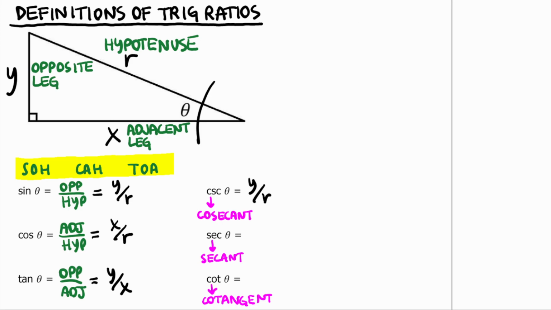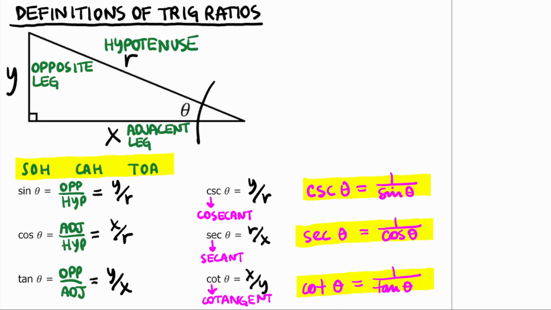I'll put the things we're supposed to remember off to the side. Secant is 1 over cosine, so if we take 1 over x over r, taking 1 over a fraction effectively just flips the fraction. So it's going to be r over x. And cotangent is the opposite of tangent, just like you would expect, so that's going to be x divided by y. So what we want to remember here is that these are reciprocals: cosecant theta is 1 over sine theta, secant theta equals 1 over cosine theta, and cotangent of theta equals 1 over tangent theta.